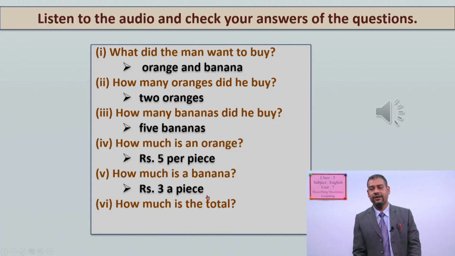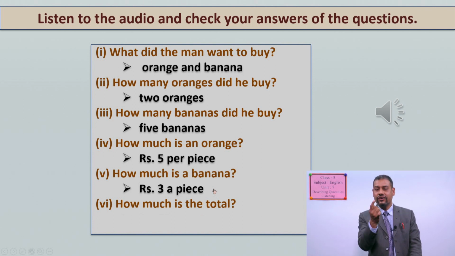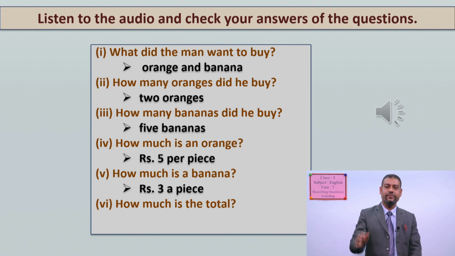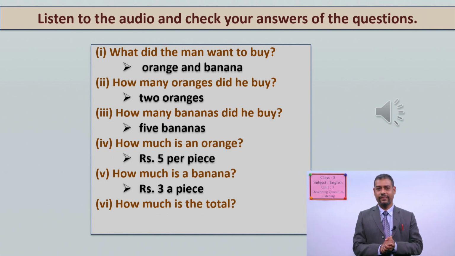Yes, its answer is rupees 3 a piece. For a single banana, or for one banana, the customer has to pay rupees 3. Now, from here, you have to find out the total money the customer pays to the shopkeeper. So, question number 6. What's question number 6? Yes, it is, how much is the total?